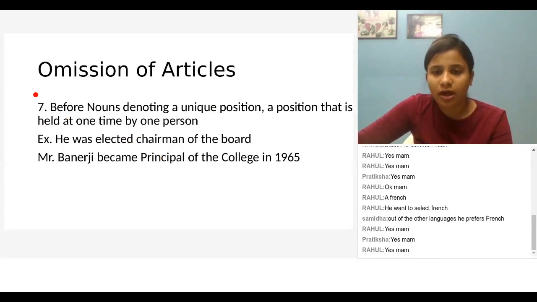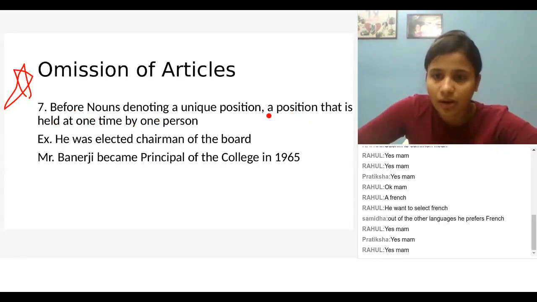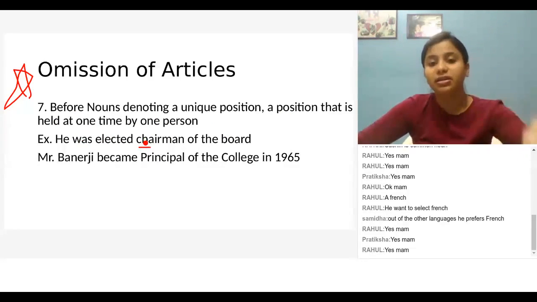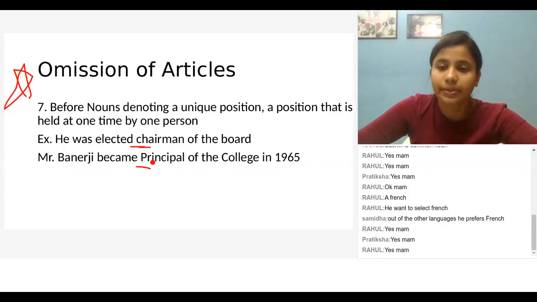Okay, now after these, I guess the rules are a little important. So see, before nouns denoting a unique position, or a position that is held at one time by one person, means what? He was elected chairman of the board, and you do not say he was elected the chairman of the board. Mr. Banerjee became principal of the college and not the principal of the college. So this is one rule that is important.